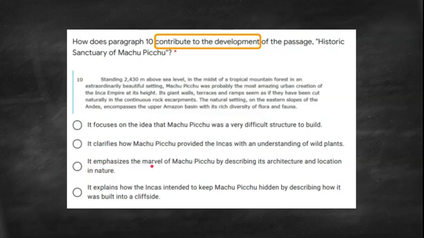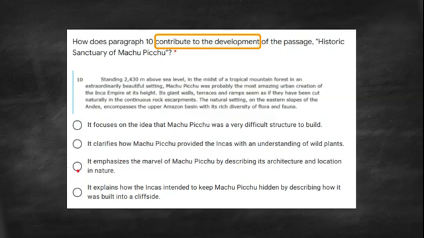So it emphasizes the marvel of Machu Picchu by describing its architecture and location in nature, right? So it's saying it stands above sea level in the middle of a tropical forest in a beautiful setting. It was the most amazing creation of the Inca Empire. Giant walls, terraces, ramps, like they've been cut out of rock in a natural setting on the eastern slopes of the Andes and the upper Amazon basin. Okay, so if you look at all of that, you can tell that this has to be the correct one because it describes its architecture and its location in nature.